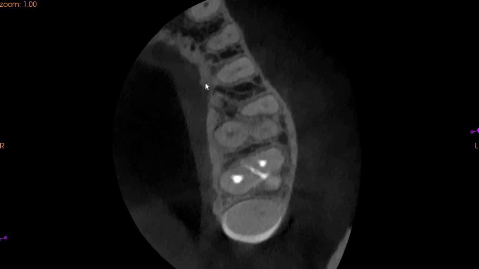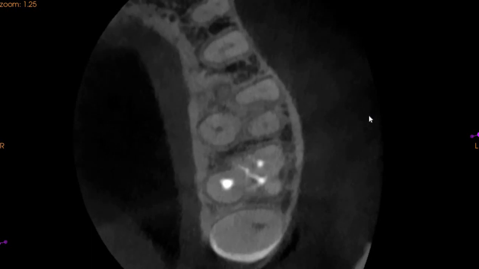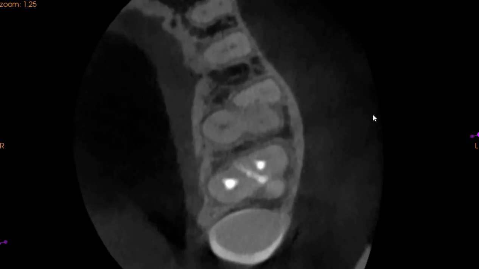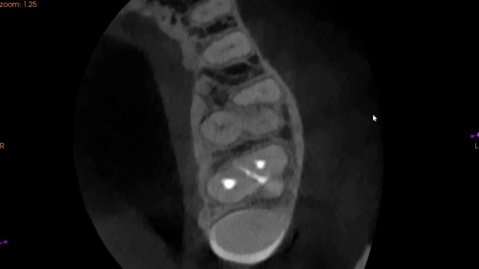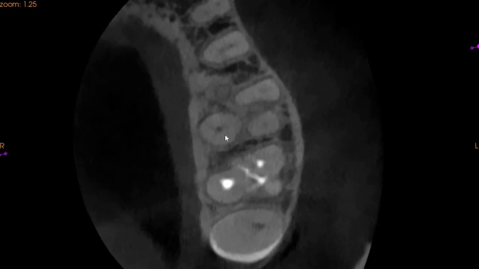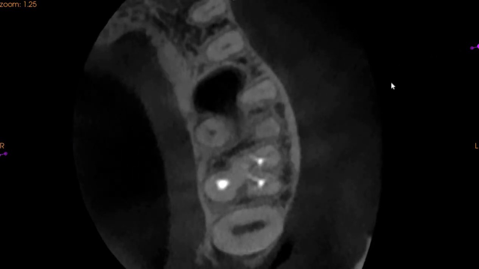I'm going to zoom in for our kind doctor. And this is where the MB2 very faintly is present. The MB2 and the MB1, they also connect via a lateral isthmus, which we will show you in the proximal view. There is a single palatal canal and there's also a single distobuccal canal.